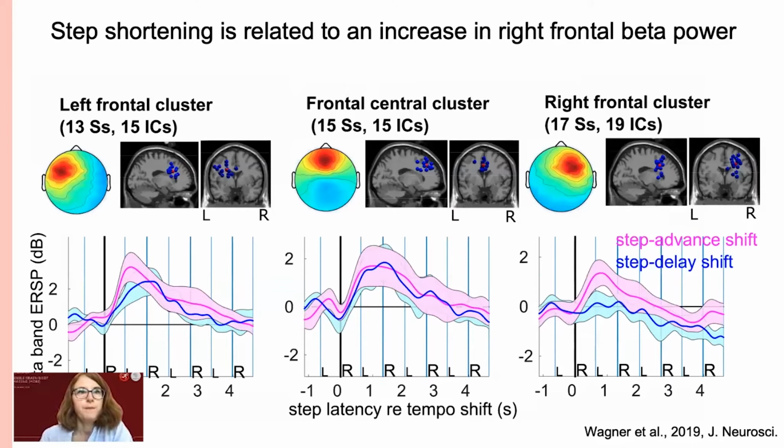So this is the time course of beta power in a band from 15 to 20 hertz. And we can see that for all the frontal clusters, there is a beta power increase, but only the right frontal cluster shows a difference between step shortening and step lengthening. And this difference is significant. So the envelopes around the mean show the confidence interval of 3 standard errors.